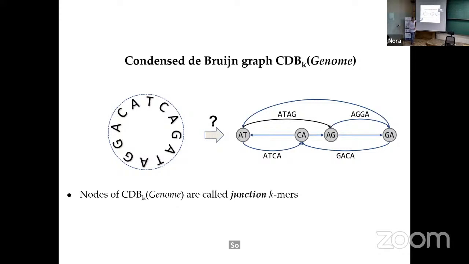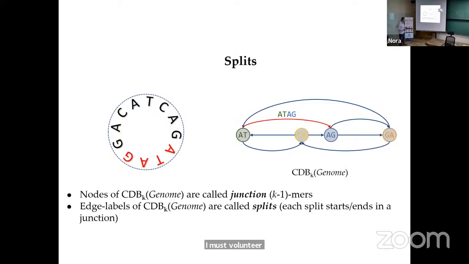Nodes of this graph are called junctions. There is a much smaller number of nodes in the condensed graph than in the de Bruijn graph, right? Because we condense many non-branching paths. They are called junction (k-1)-mers, and the edge labels of this graph are called splits. So this is called a split.